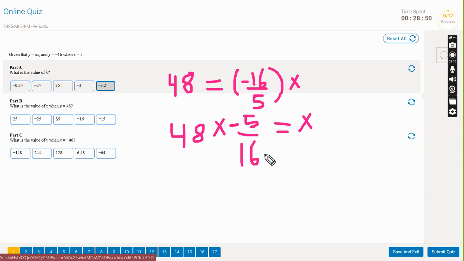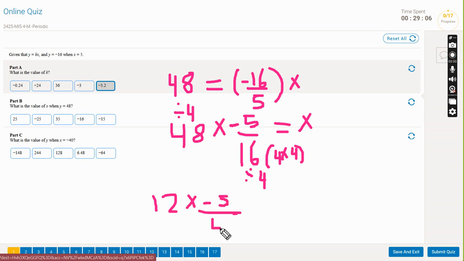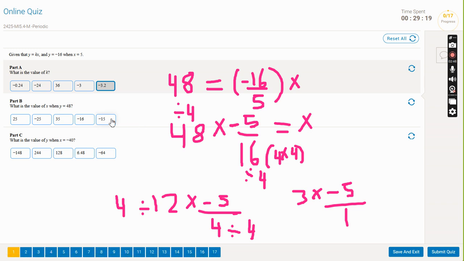So now when you solve this, you know that 16 is 4 times 4. 48 is also present in the multiplication table of 4, which is 12. So we'll divide here by 4. We'll divide here by 4. So what will we get? 12 times minus 5 over 4. Then again, it's 4 and 12. We can again divide by 4, which will be 3 times minus 5 over 1, which is minus 15.